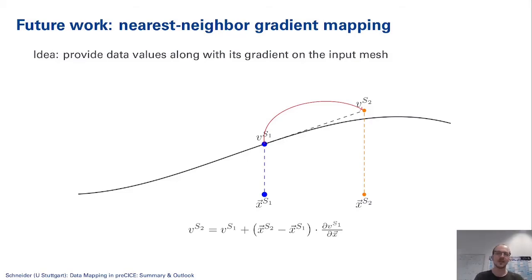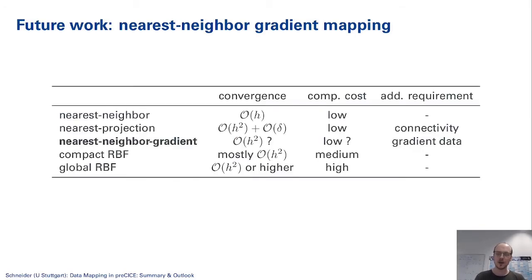The conceptual idea of the nearest neighbor gradient mapping is illustrated in this figure. So we have again the blue sphere indicating our input mesh vertex and the orange sphere indicating our output mesh vertex. The mapping then assigns the input mesh vertex to the output mesh vertex, so again the spatially nearest neighbor, just as we did it for the nearest neighbor mapping. But we additionally take the spatial derivative of our input data into account in order to reconstruct an improved interpolant on our output mesh. The overall idea is then that we combine the low computational cost of the nearest neighbor search, just as we had it for the nearest neighbor mapping, with a higher convergence scheme.